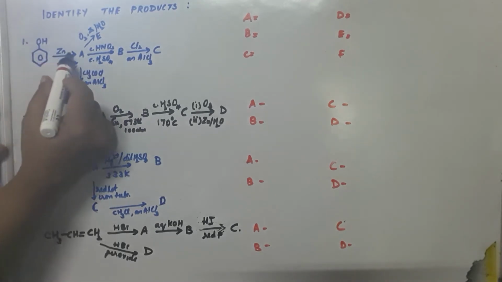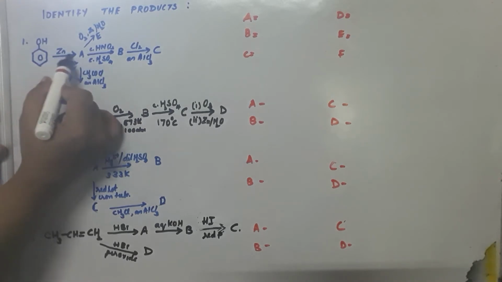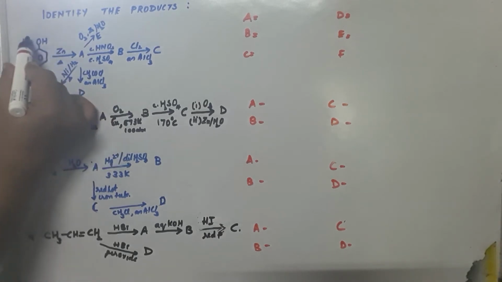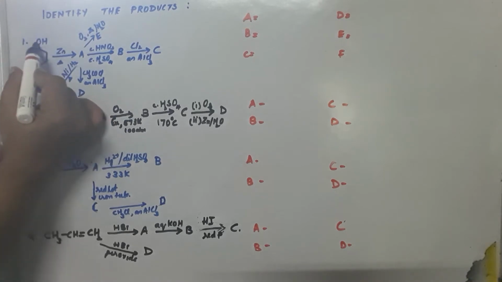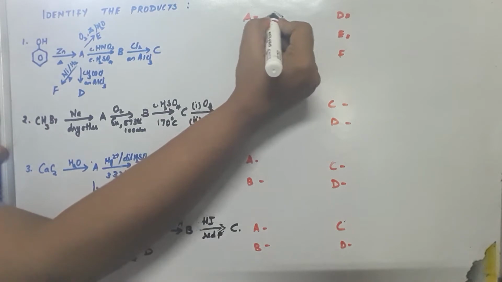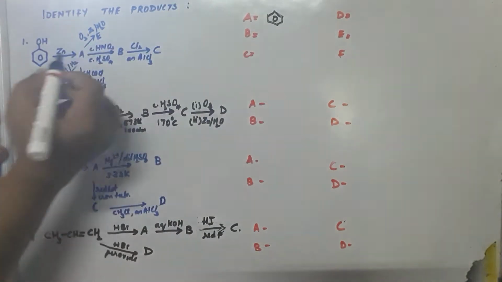Phenol is treated with zinc, and it is forming A. So when you see zinc on the arrow, it clearly gives an idea. Zinc is electropositive, it removes oxygen, which is electronegative, and it converts phenol into benzene. So the A product is benzene.